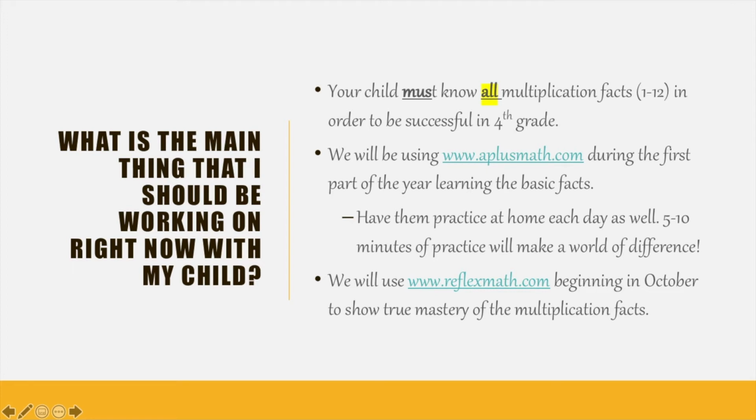What is the main thing that I should be working on right now with my child? Well, the first thing that we expect all fourth graders to know is their multiplication facts. We need them to know their 1s through 12, and that's something they'll need to be successful in fourth grade. Multiplication is the basis of everything that we're learning this year, so they will have to know those facts in order to scaffold upon that and continue to build to the things that we need to know for this year.